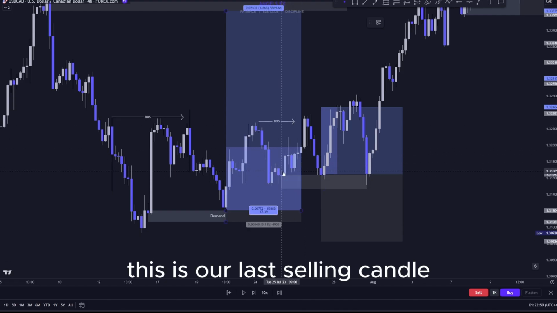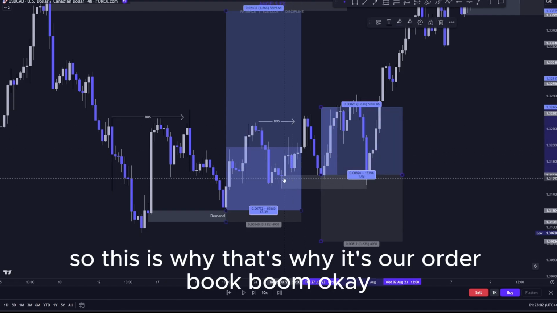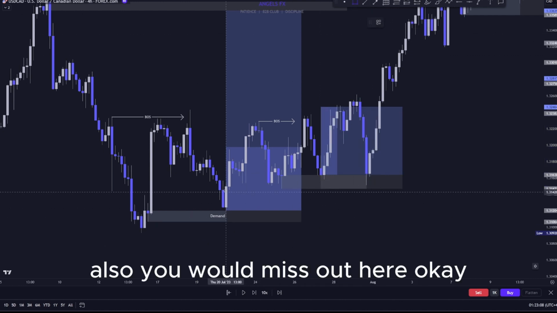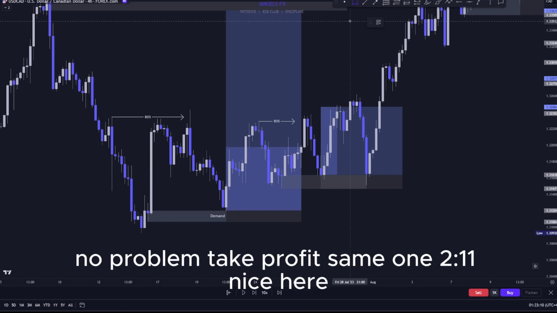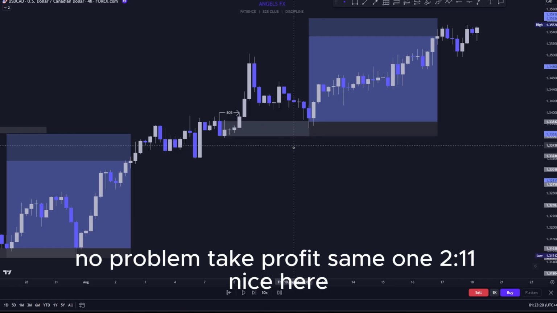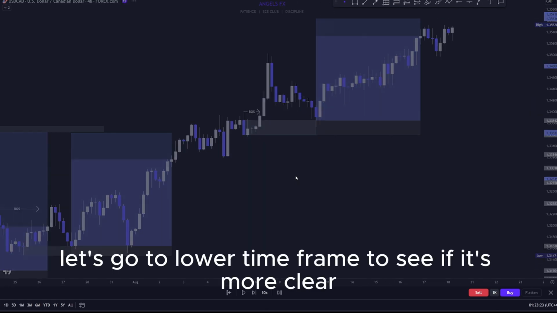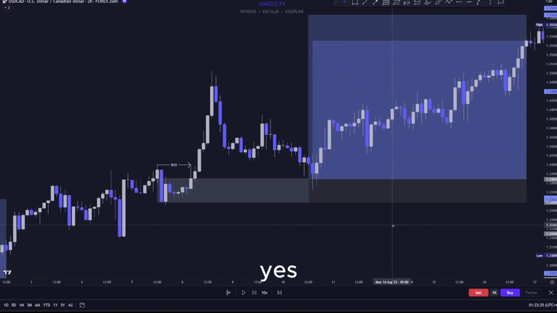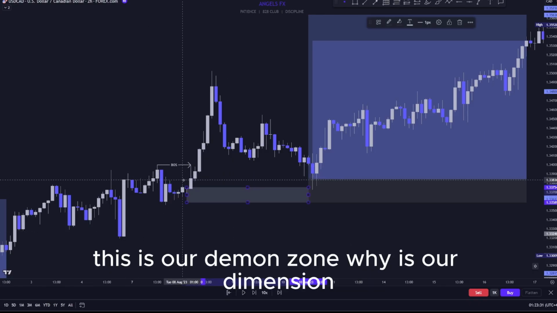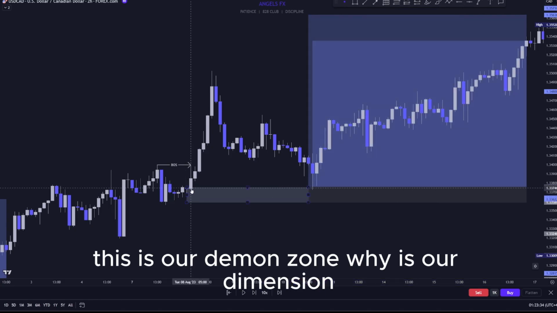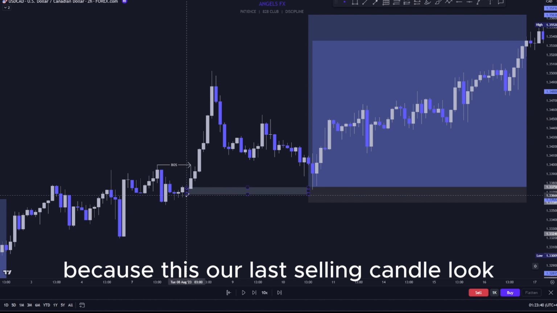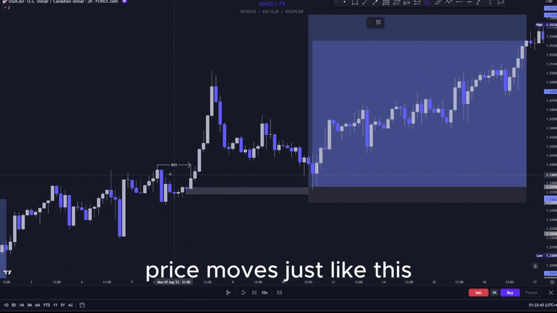This is our last selling candle, so that's why it's our order block. Boom, again. Also, you would miss it here. Okay, no problem. Take profit, same. 1 to 11. Nice. Here, another one. Let's go to our time frame to see if it's more clear. Yes, look. We have this breakout structure here. This is our demand zone. Why is this our order block? Because this is our last selling candle. Look, price moves just like this.